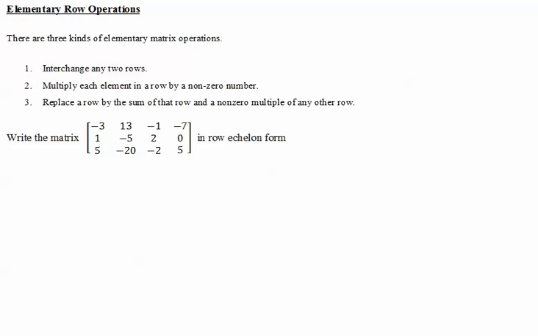There are three kinds of elementary matrix operations. You could exchange any two rows, you could multiply each element in a row by a non-zero number, and you can replace a row by the sum of that row and a non-zero multiple of any other row. And all these three operations do not affect the solution to the system of equations.